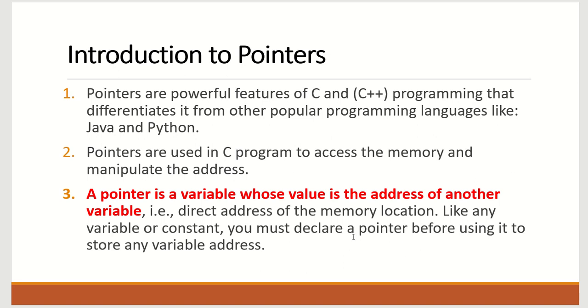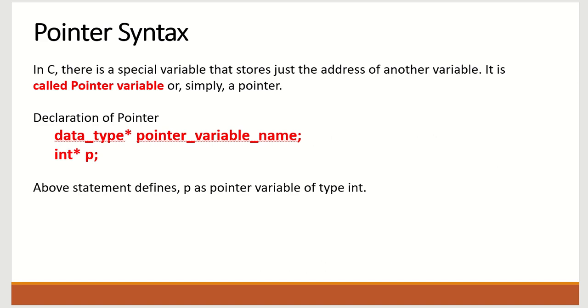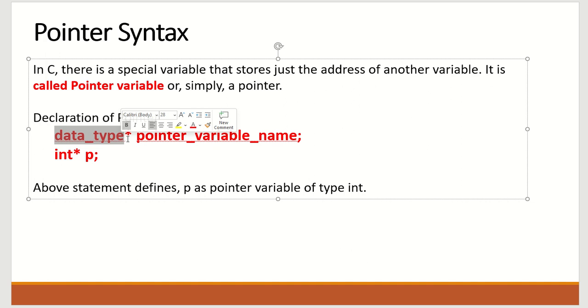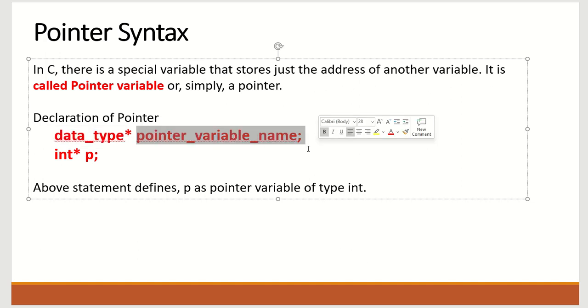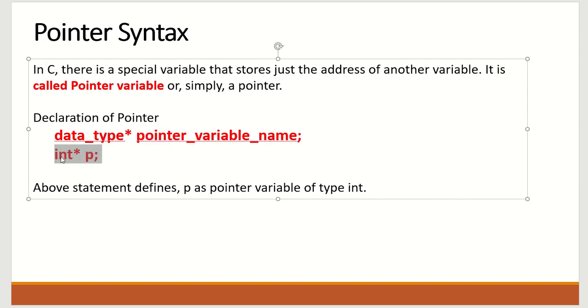So you must declare a pointer before using it to store any variable address. So here is the pointer syntax. In C programming language, there is a special variable that stores just the address of another variable, and it is called a pointer variable. For declaration of a pointer, we have to write the data type, then next to that an asterisk sign, and then the pointer variable name, it can be any name, and then a semicolon. So here is the example: int, asterisk, p, and semicolon.